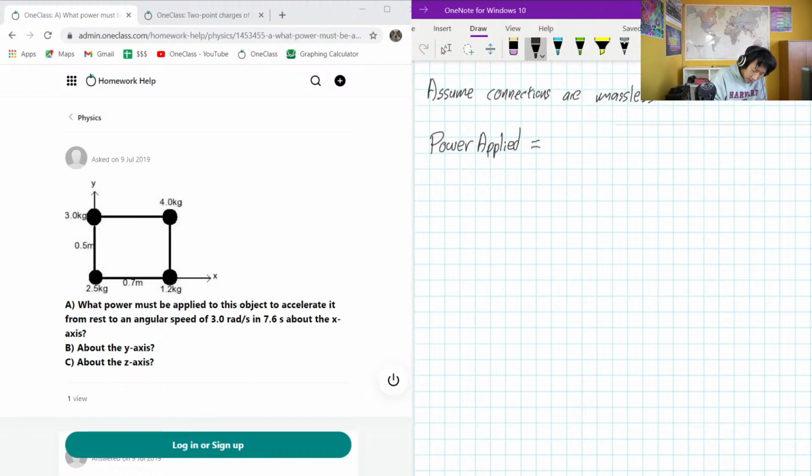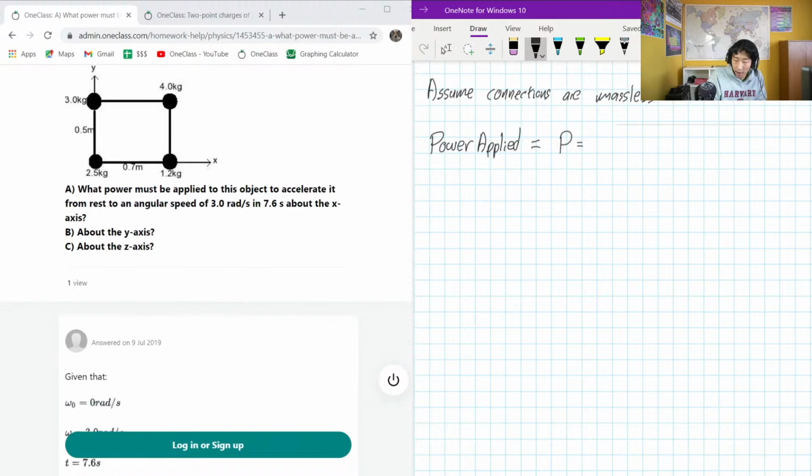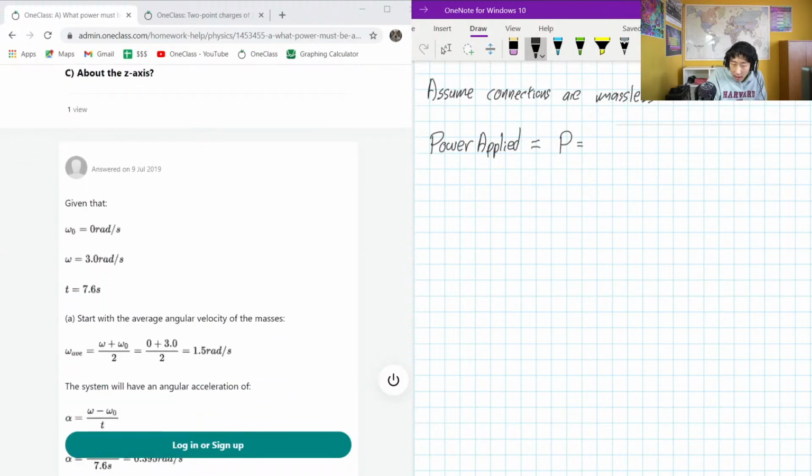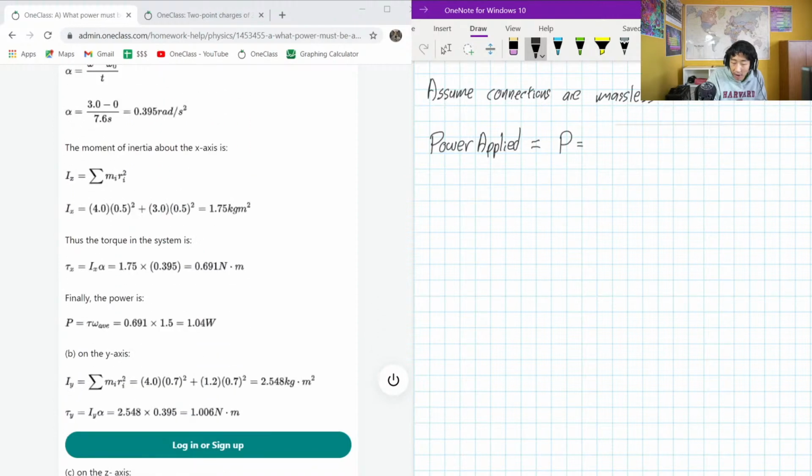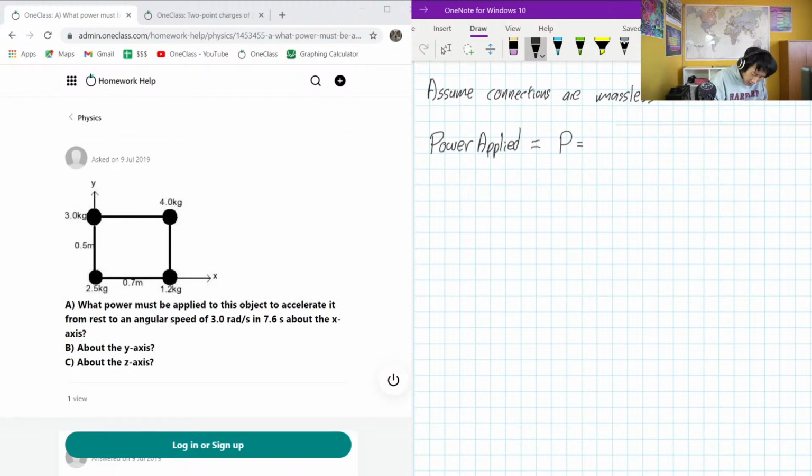And let's represent that with the letter P. Seems reasonable, P for power. And how we want to find this is we want to take the torque that is required to get this spin to happen, multiplied by, I'm fairly certain it's the average. Yeah, it is multiplied by the average angular velocity over the acceleration. So it's going to be torque applied times the average angular velocity during acceleration.